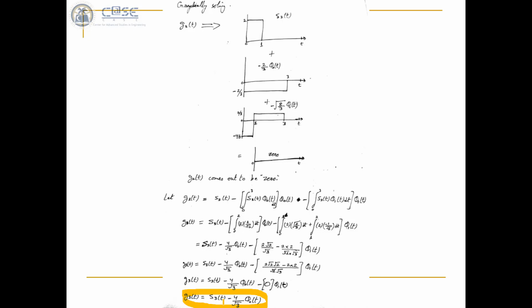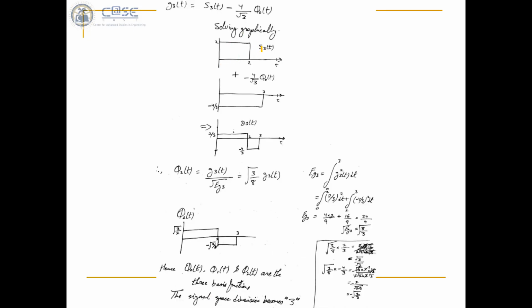You can plot S3 of t and then subtract the remaining portion out of S3 of t in the next step. This is your S3 of t and that's the remaining portion plotted here. And if you subtract them, you end up getting this function g3 of t. And as a rule, you have to compute the norm of g3 and divide g3 by its norm to get the basis function out of it.